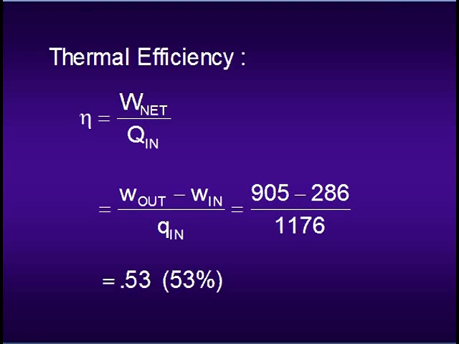Now the thermal efficiency is the net work divided by the Qin. So the net work is 905 minus 286, that's the work of the expansion, or the power stroke we'd call it, minus the work of the compression stroke, all divided by the heat in, and that comes to 0.53 or 53% thermal efficiency. Again, this is a very idealized cycle because we're assuming constant entropy in the power stroke and the compression stroke.